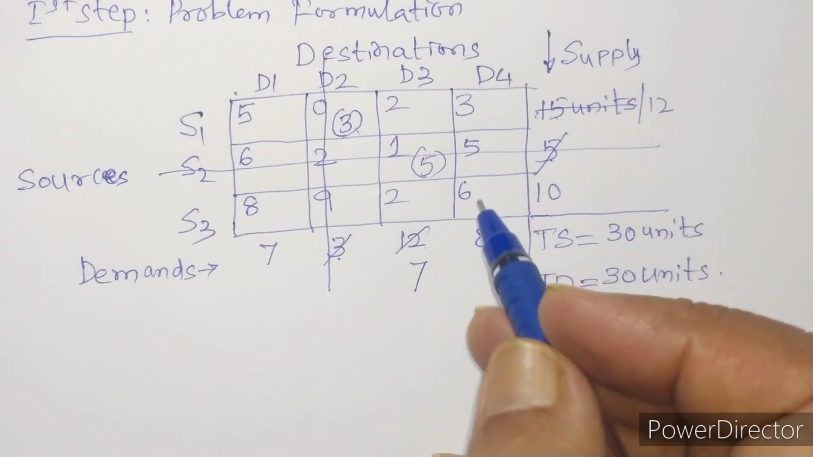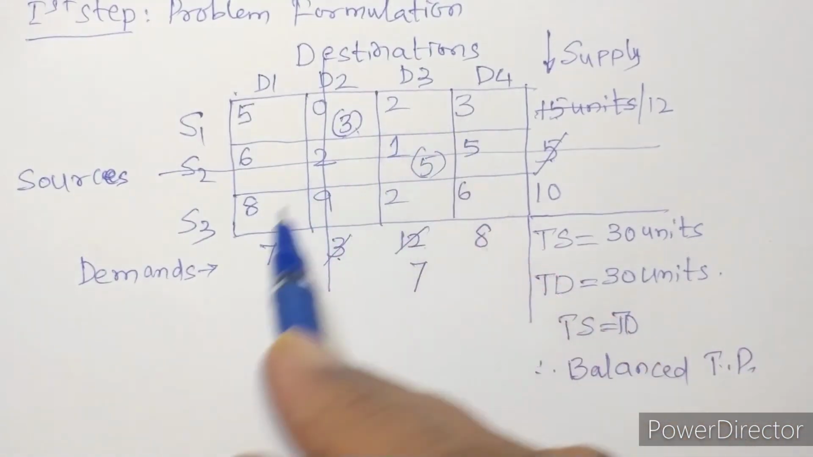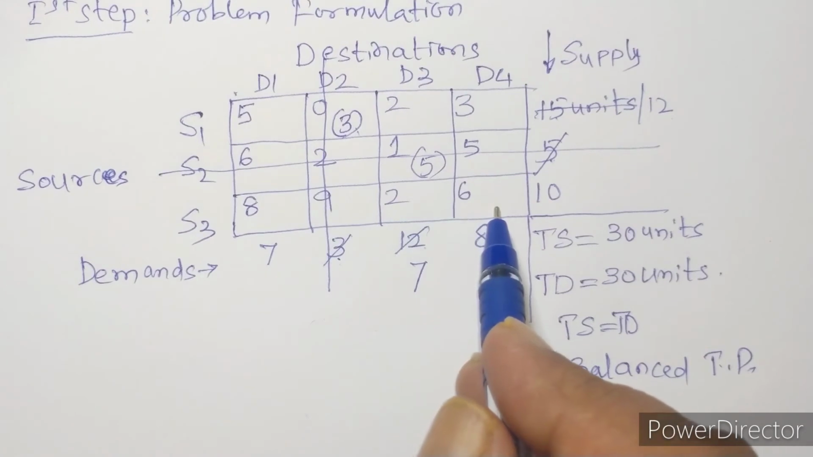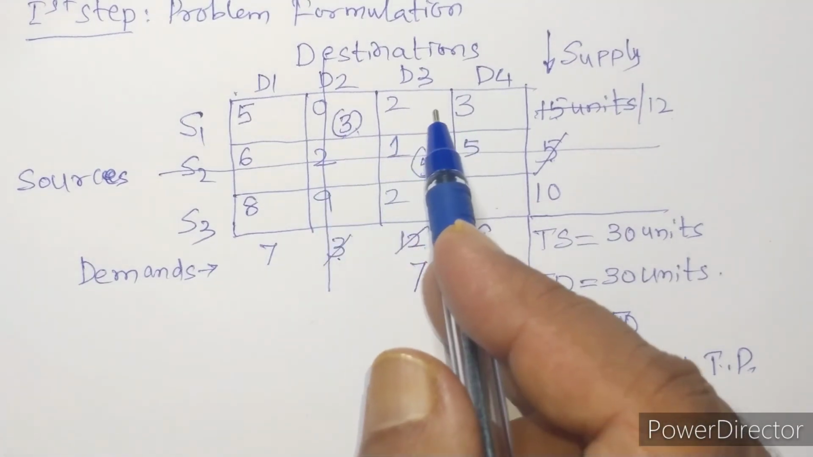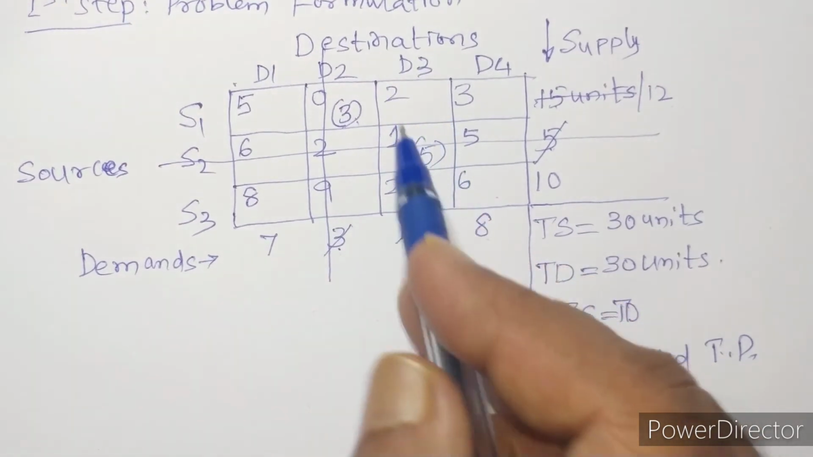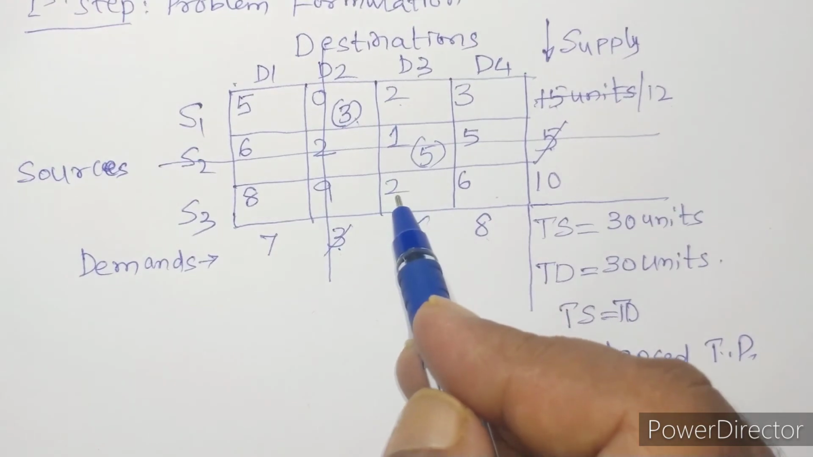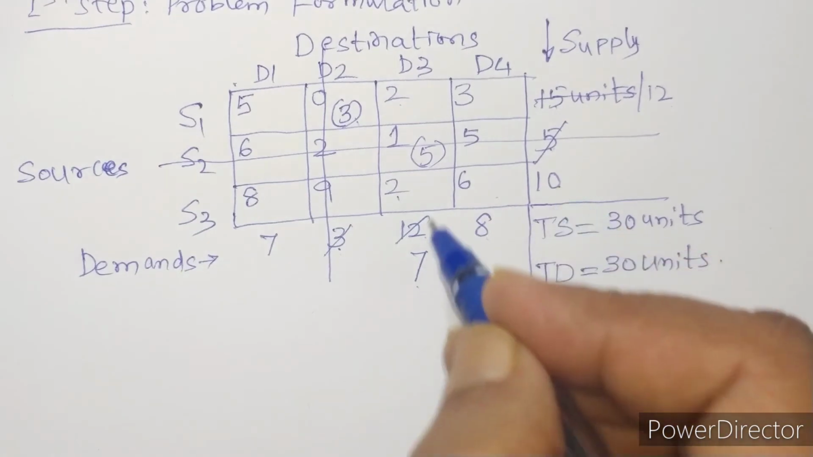Okay. Now, in the remaining matrix, there are only 6 values: 5, 3 and 8, 6. Again, select the minimum lowest cost. The 2, there is a tie here. Here also it is 2, and here also it is 2. So we'll select this one and allocate 7 units, 10 and 7.